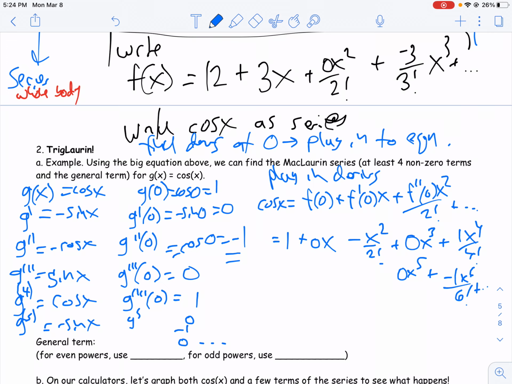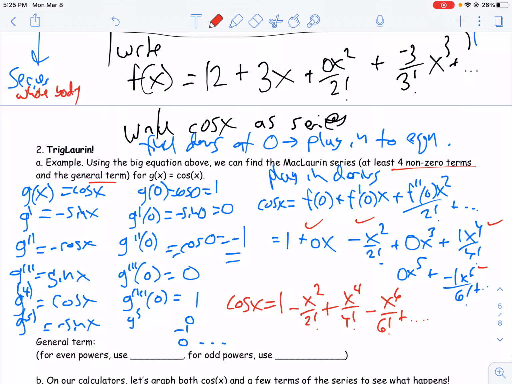Okay, so let's clean this up. And I'm always going to tell you how many terms of the series to write. When I tell you to write a series, here they tell you 4 non-zero terms and the general term. We have 1, 2, 3, 4 terms that are not 0. So let's go ahead and write this out. So we have 1 minus x squared over 2 factorial plus the next non-zero term, x to the 4 over 4 factorial, minus x to the 6 over 6 factorial.